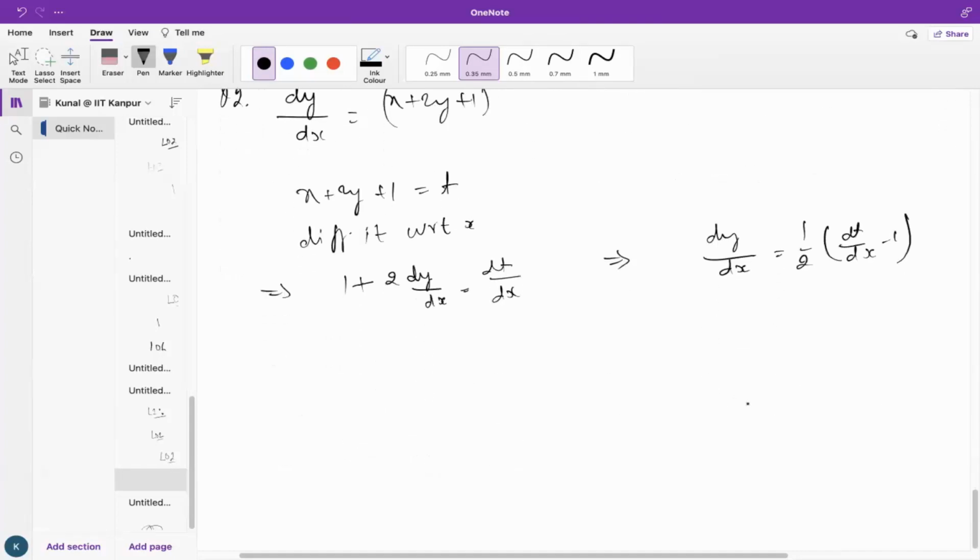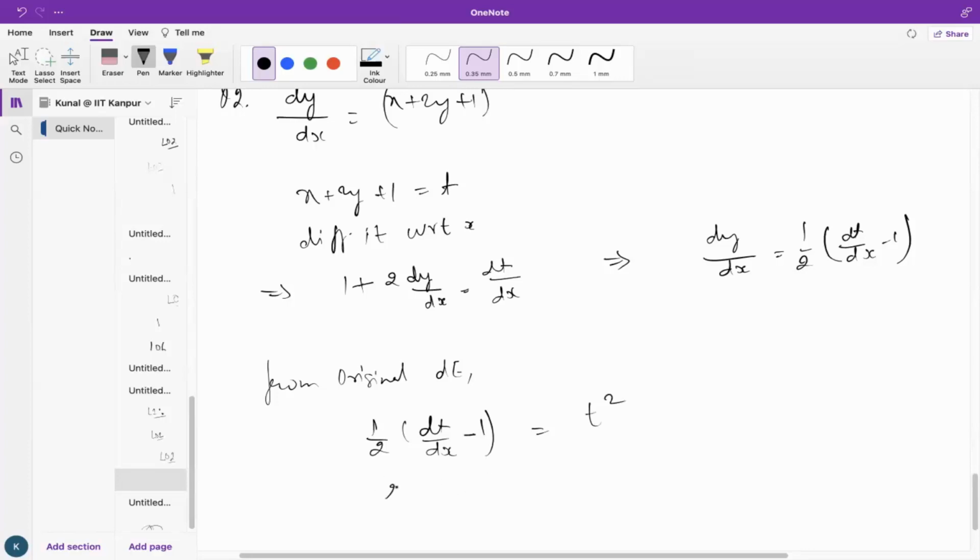Now, what you have to do, just substitute the value of dy by dx in the original differential equation. So now from the original differential equation, what will we get? Actually, 1 by 2 dt by dx minus 1 is equal to t square. And now just try to solve it here.